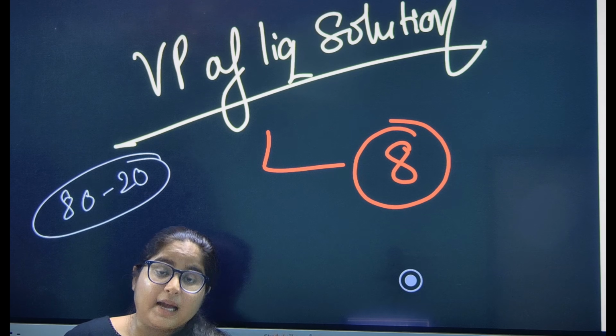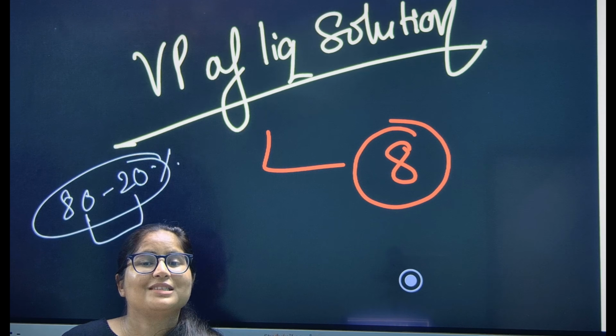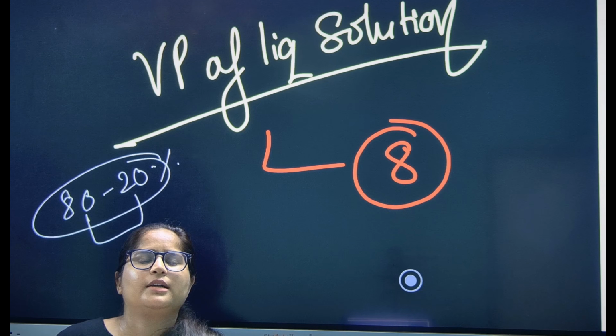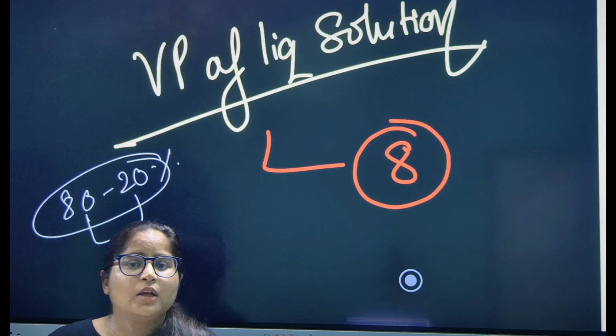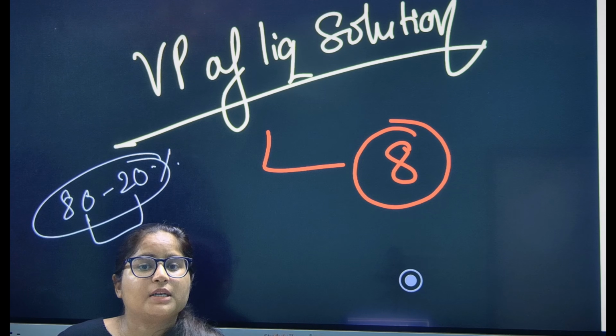So I believe you know about the 80-20 rule, that 80% of questions come from only 20% of the syllabus. There are 11 concentration terms, but the questions were from molality and mole fraction. Who will tell you which topic is important? Madam will tell. That's why teachers are there, who can tell you from which chapter which topic has high weightage.